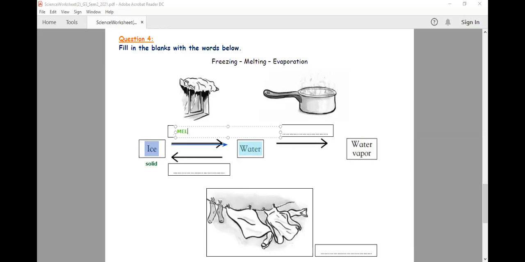Serena, what about the opposite? We have water and water turned into ice. So it's the liquid water that turned into ice. What do we call this step? How do you turn water into ice? Where do you keep it? You put it in the freezer. So what do we call this process?